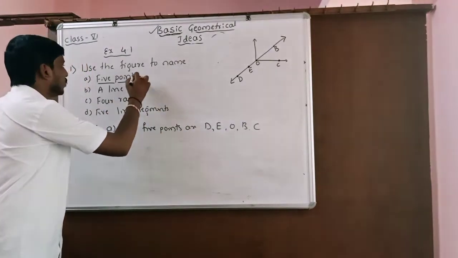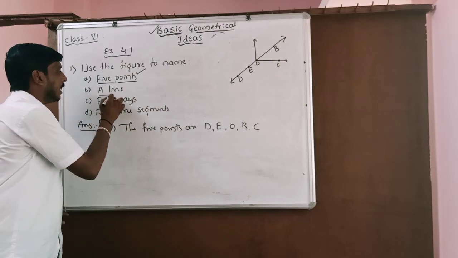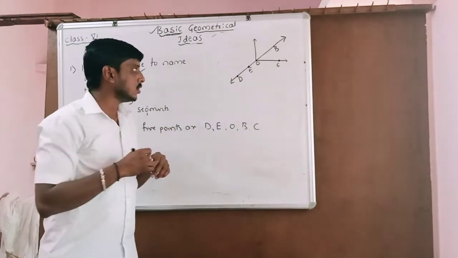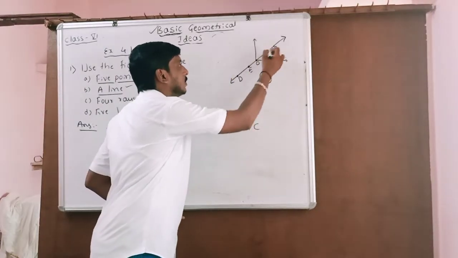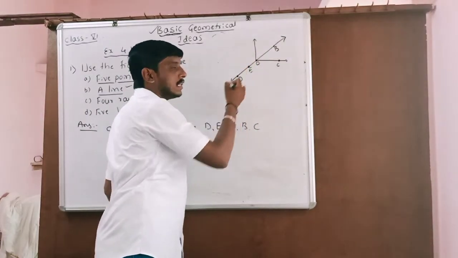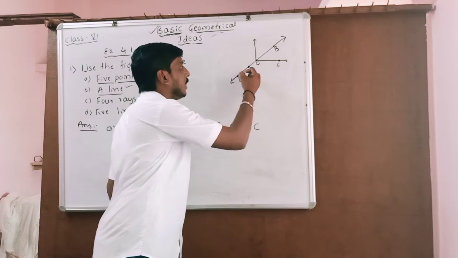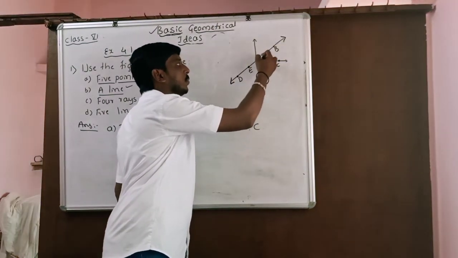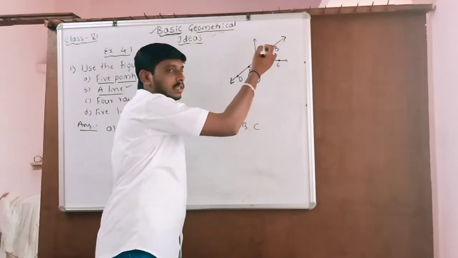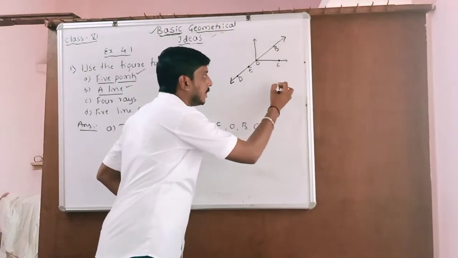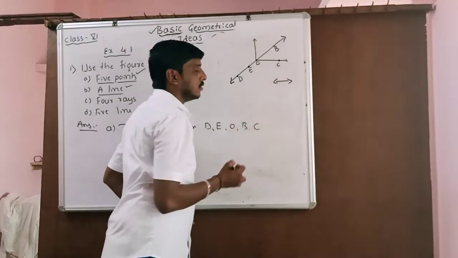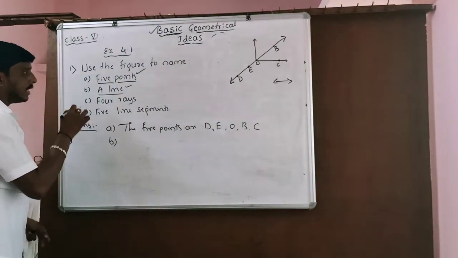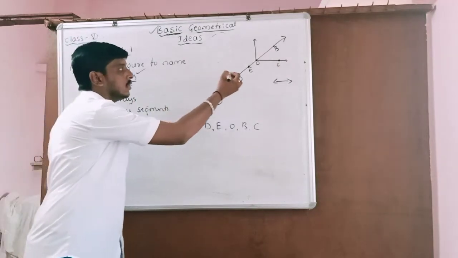So what is the next question? This one finished. A line. Many answers are possible. They ask for one line. So you can write DB is a line because both sides extended. And here DE is also a line. Here we can extend it on both sides. OB is also a line and OE is also a line. So what do you mean by line? It can be extended on both sides. Okay, so many answers are possible, but I will write mine first.